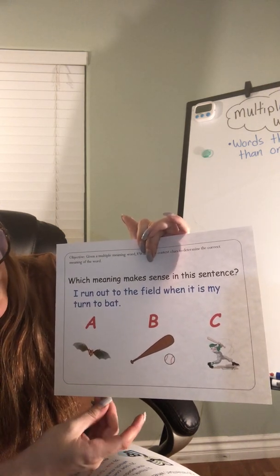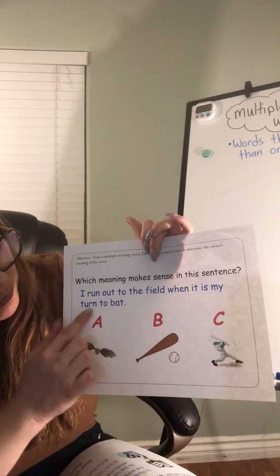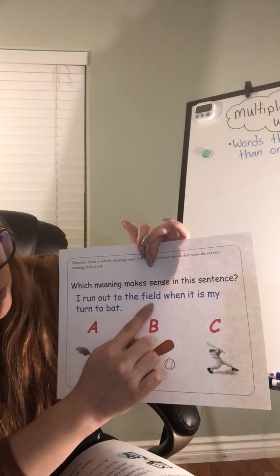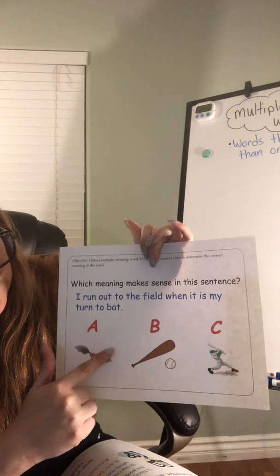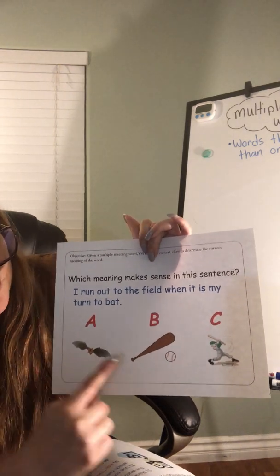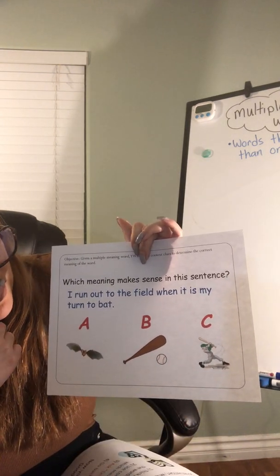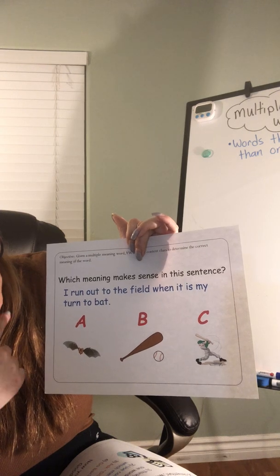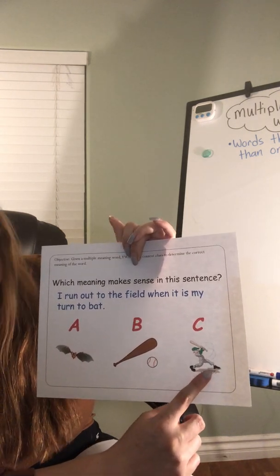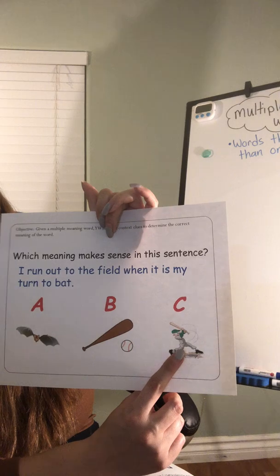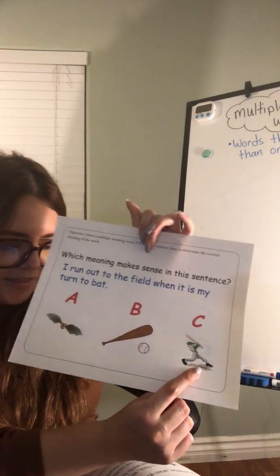Okay, some of the clues I have is that it says when it's my turn, it has the word field. So right away I could decide that it's not A. So that leaves me B and C. And then the bat that we're talking about is this one. My turn to bat. So the correct answer was C.